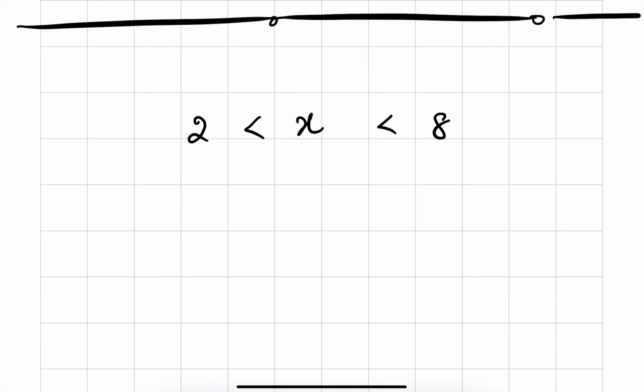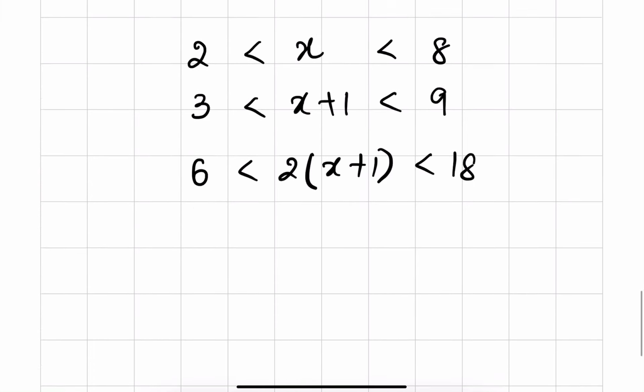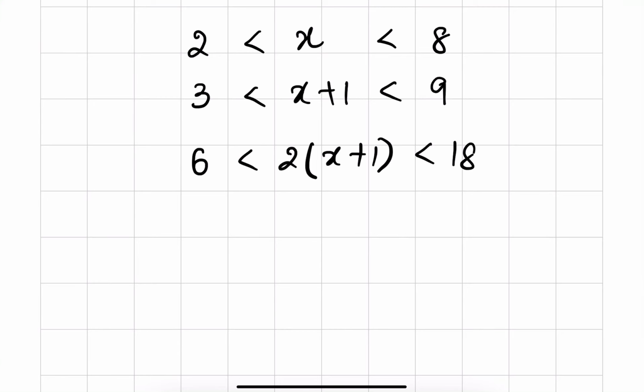What will happen if we add 1 to all of them? It will become 2 plus 1, 3, x plus 1, and 8 plus 1, 9. What will happen if we multiply all of them by 2? We'll have 3 times 2, 6. This will be twice of x plus 1, and this will be 9 times 2, 18.